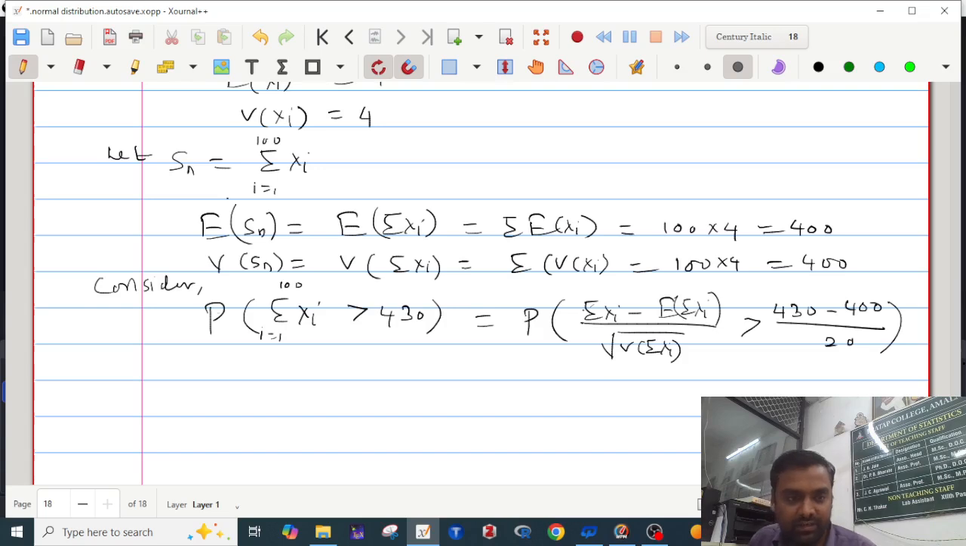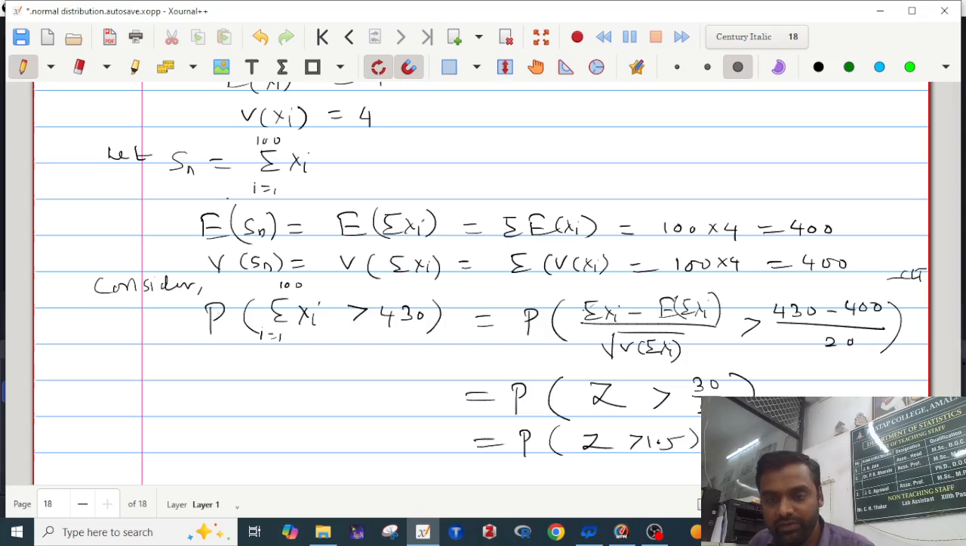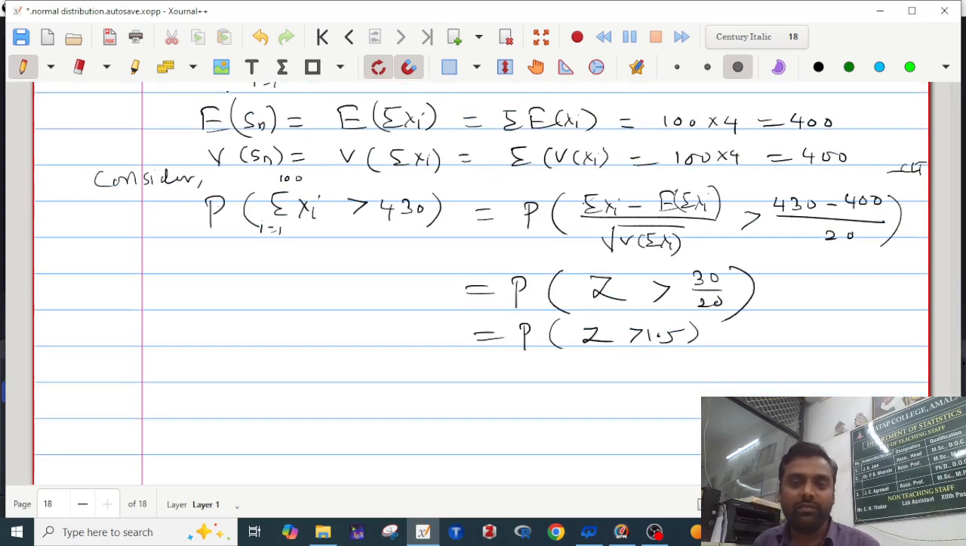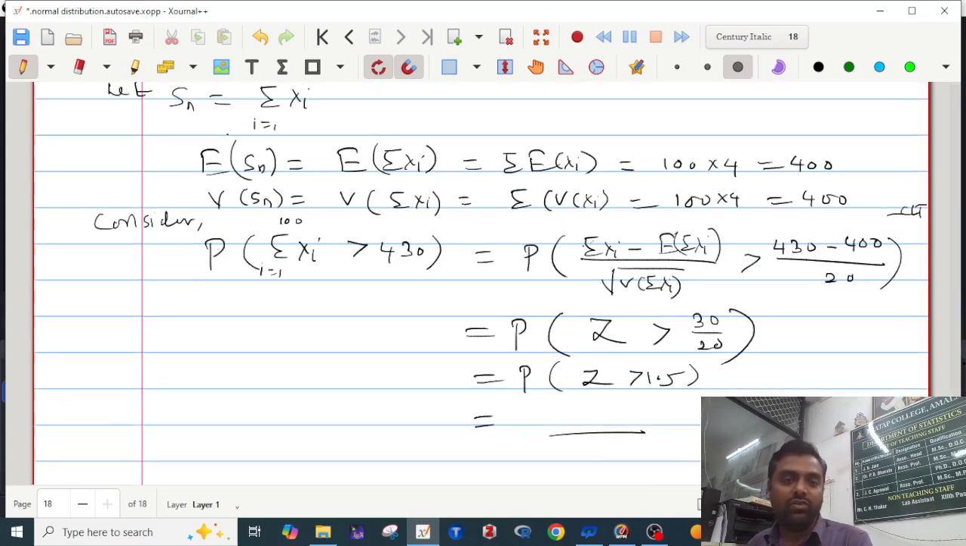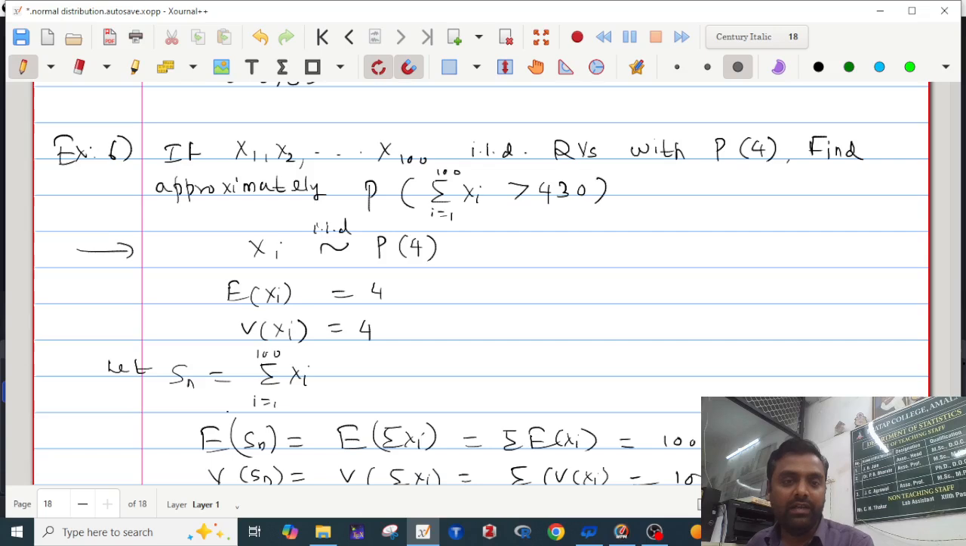So this is by the central limit theorem. We apply the central limit theorem. So this is Z, standardize, 430 minus 400, that is 30 upon 20, which is nothing but probability of Z greater than 1. So you can see this probability easily from the statistical table. That's it. So this way we have to solve the examples of the central limit theorem.